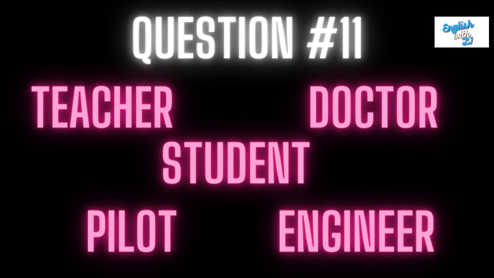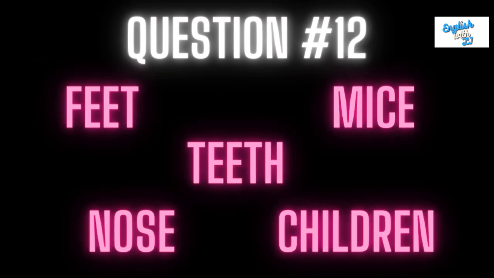Question 11. Teacher, doctor, student, pilot, engineer. The odd word out here is student. Can you figure out why student is the odd word out? Question 12. Feet, mice, teeth, nose, children. Which is the odd word out? The answer is nose. Nose is the odd word out.